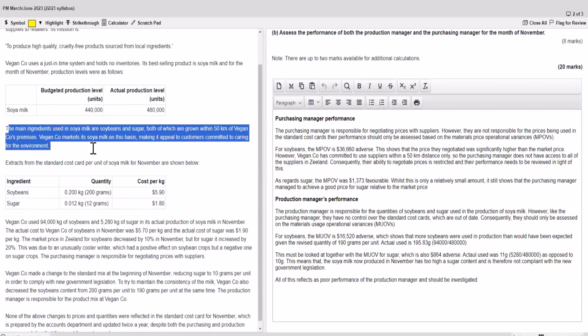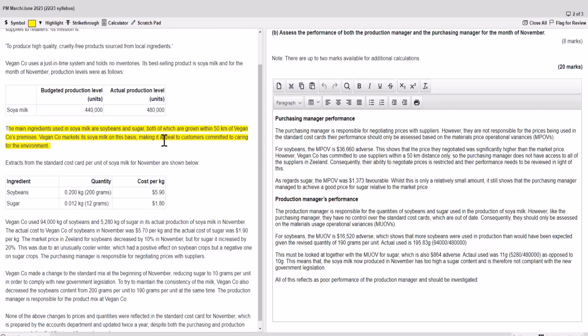The main ingredients are soya beans and sugar, both of which are grown within 50 kilometers of the premises. It's making it an appeal to committed caring for the environment. So popping that in the scenario means that they are having to have a higher price because potentially they're limited on who they can negotiate with. If you hadn't made that point, then you would still have got the mark by just saying it's adverse, and so this is not good performance.